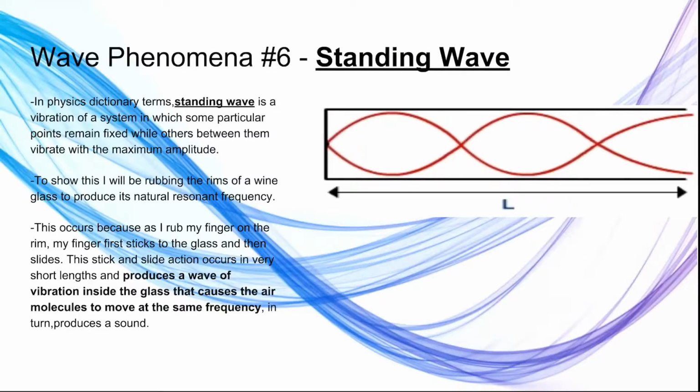Wave phenomenon number 6, a standing wave. In physics dictionary terms, a standing wave is a vibration of a system in which some particular points remain fixed while others between them vibrate with a maximum amplitude.